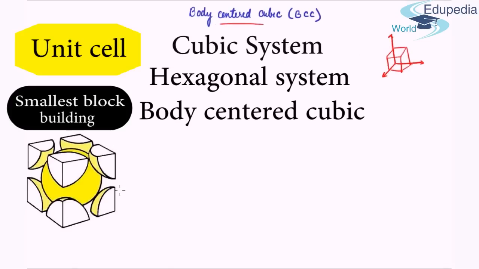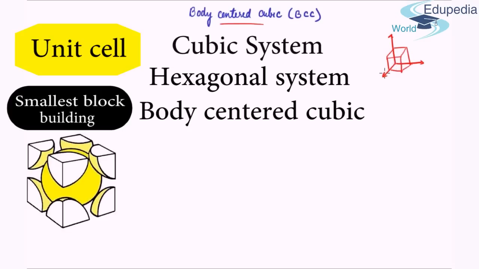So let's discuss the body-centered cubic unit cell. This is a body-centered cubic unit cell. So how do we define a cubic system? A cubic system is basically one in which the 3 dimensions, that is this length and this length, are equal, and the faces are mutually perpendicular to each other. That is a cubic system.